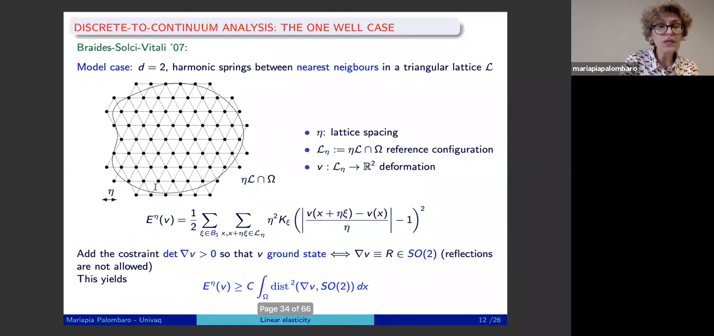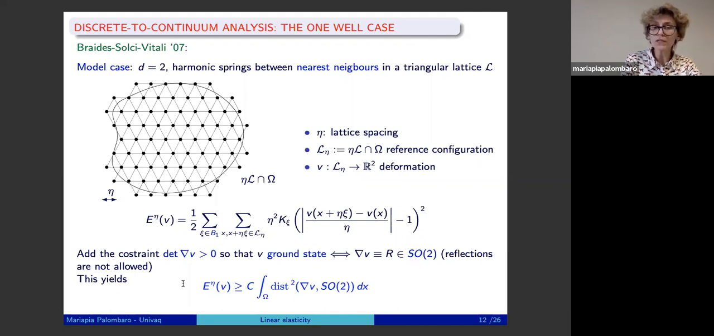So they assume that the gradient of a piecewise affine interpolation of the discrete deformation, with respect to the triangulation of the lattice, is positive. So it satisfies this positive determinant constraint. This means that reflections are not allowed. So the only ground states are the rotations. The energy is minimized only on the set of rotations.